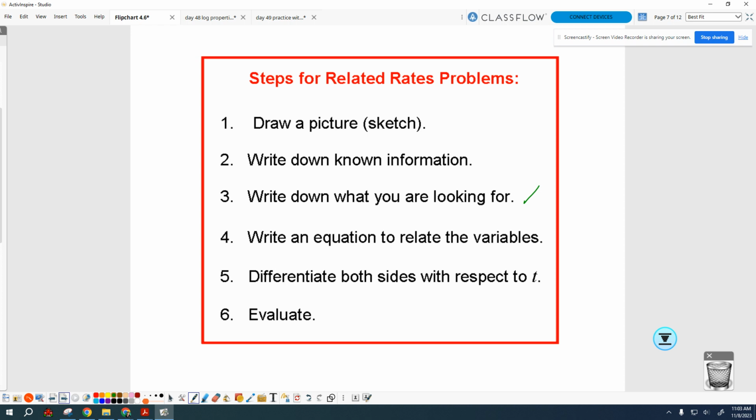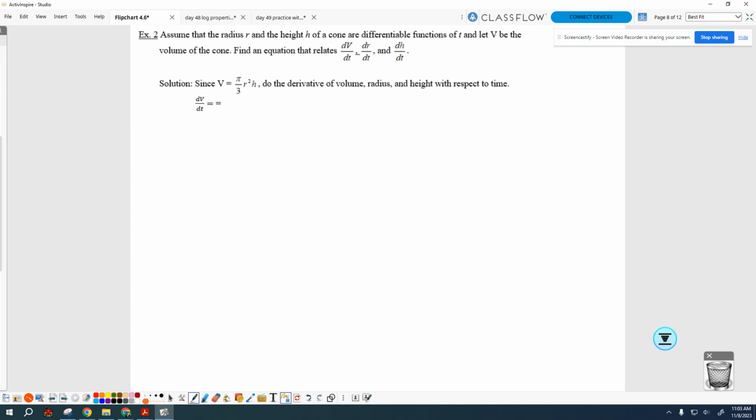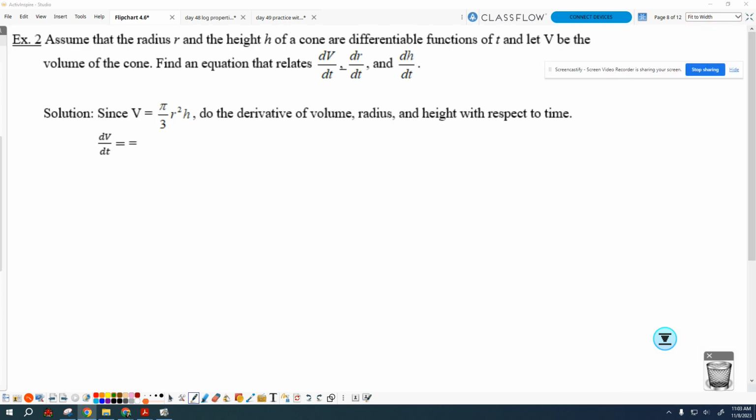Find some equation to relate the variables. Sometimes that's obvious, like they gave you the volume formula. Sometimes it might be, well, they made a triangle with a right angle, so perhaps I need the Pythagorean theorem. And then we're going to do the derivative of everybody with respect to time and then evaluate. So this one is just do the derivative. We're not plugging anything in, but do the derivative of everybody with respect to time.